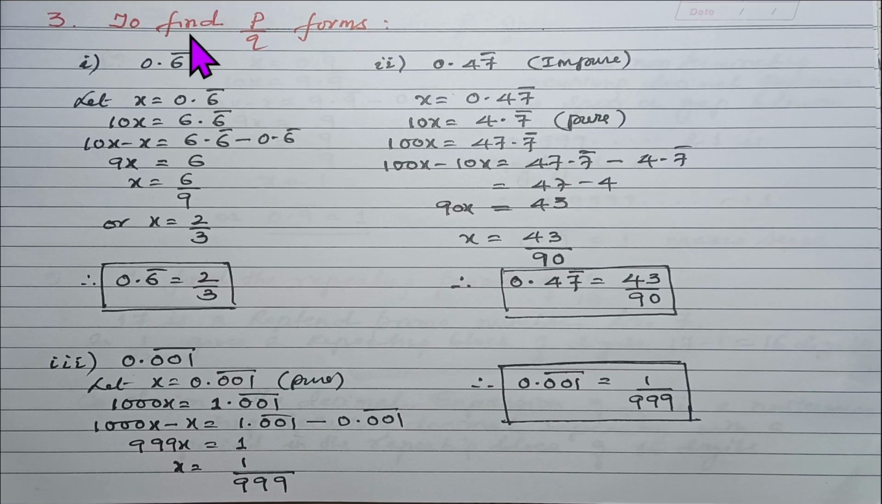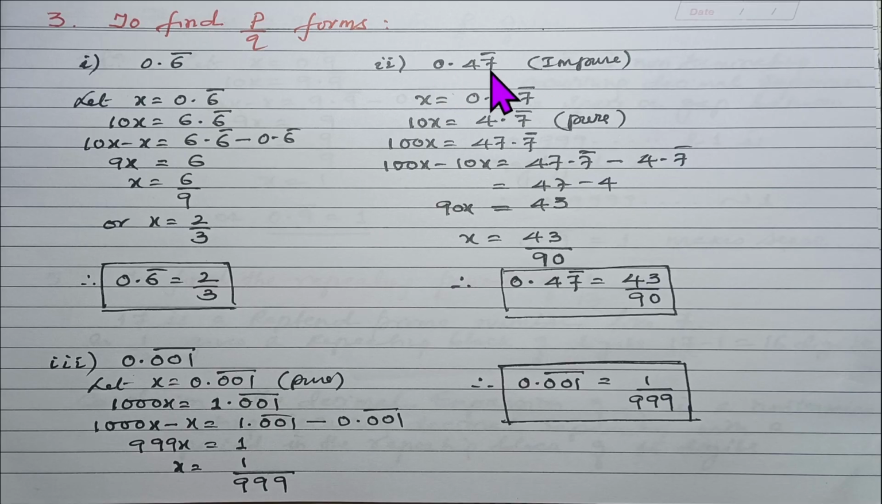Now coming to the next example, to find the p by q form of 0.6 bar. Now 0.6 bar is a pure decimal expansion. Let x be equal to 0.6 bar, so 10x is equal to 6.6 bar. Subtract x from 10x: 10x minus x is equal to 6.6 bar minus 0.6 bar, and 10x minus x is 9x. The 6 bar cancels, and what remains is 6, so x is equal to 6 by 9, or x is equal to 2 by 3, and therefore 0.6 bar is 2 by 3, remember that.